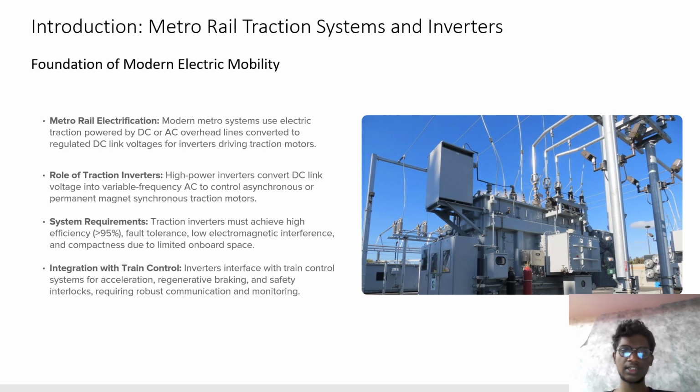System requirements: traction inverters must achieve high efficiency greater than 95%, fault tolerance, low electromagnetic interference, and compactness due to limited onboard space. Integration with train control: inverters interface with the train control system for acceleration, regenerative braking, and safety interlock, requiring robust communication and monitoring. These four are the foundation of modern electric mobility.